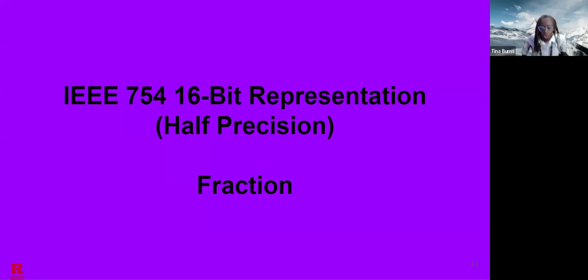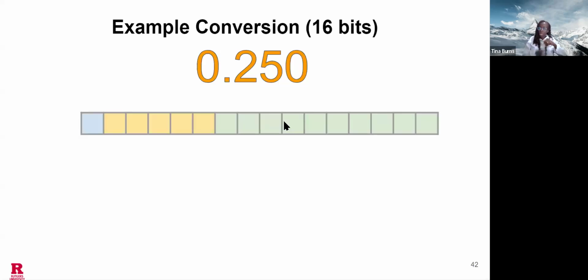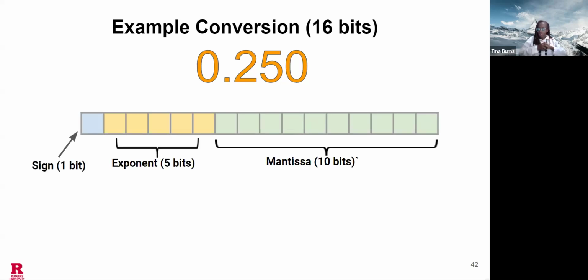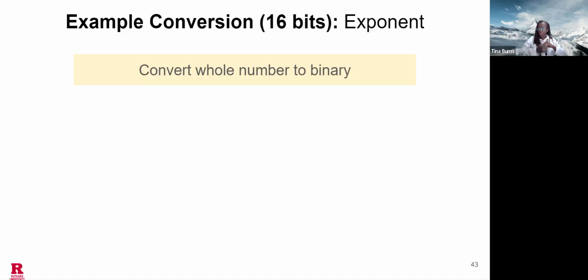All right, there's one more item that I want us to go over, and that is how we handle fractions, right? We talked about how the fraction could be positive or negative. So let's take a look at what that looks like. Imagine I have a number, this number right here, right? It's just 0.25. 16-bit representation. So we're still going to have 1 bit for sign, 5 bits for exponent, mantissa is 10 bits. We know that already. First thing we want to do is convert the whole number to binary.